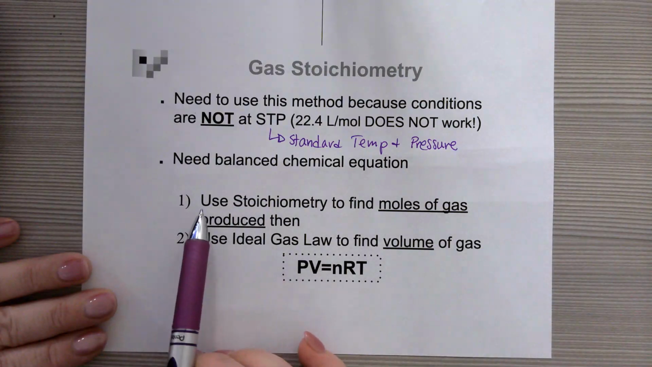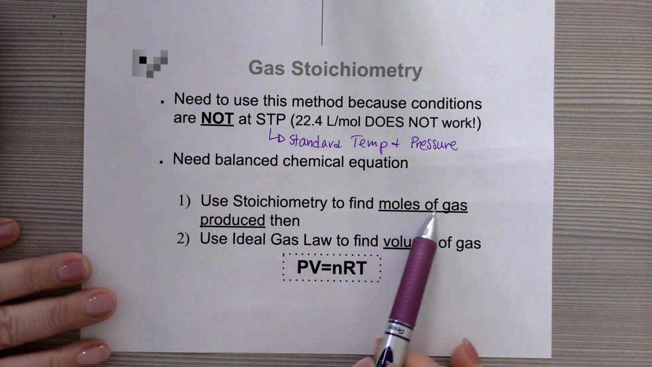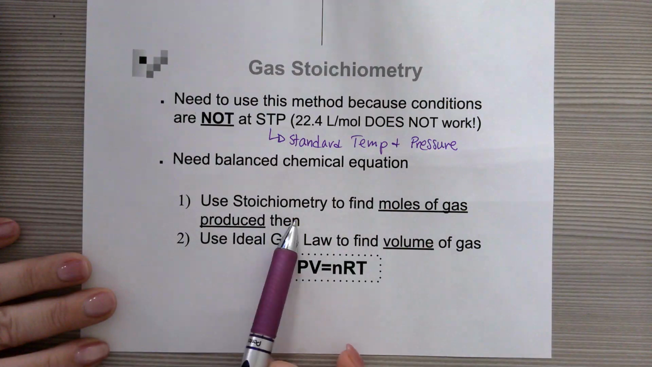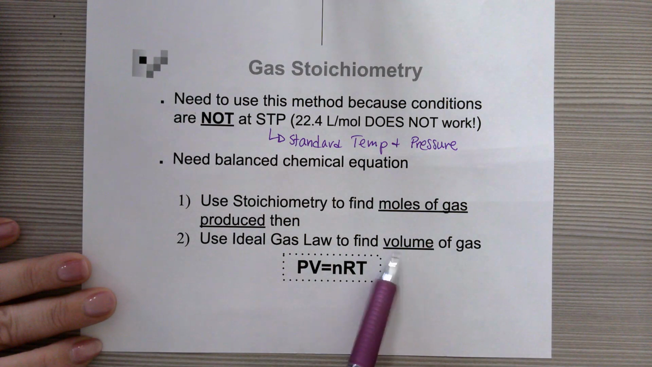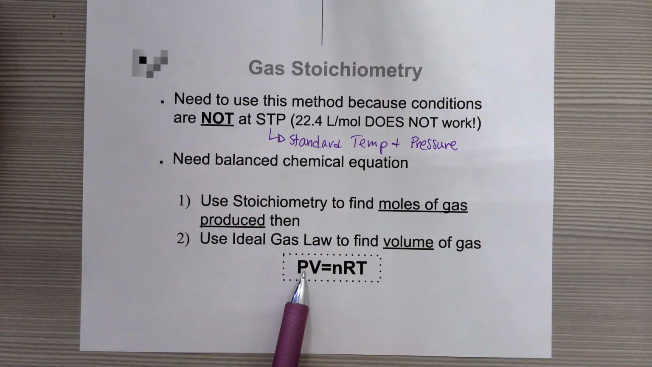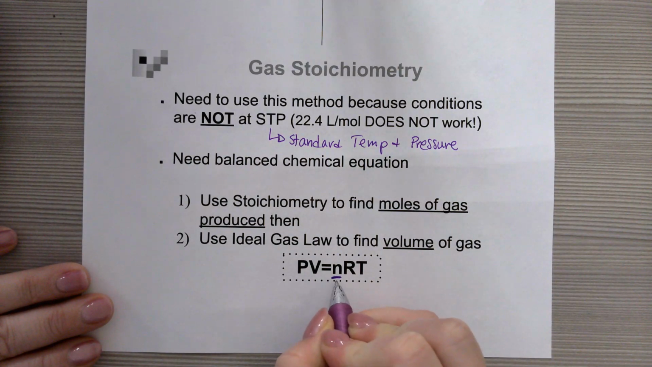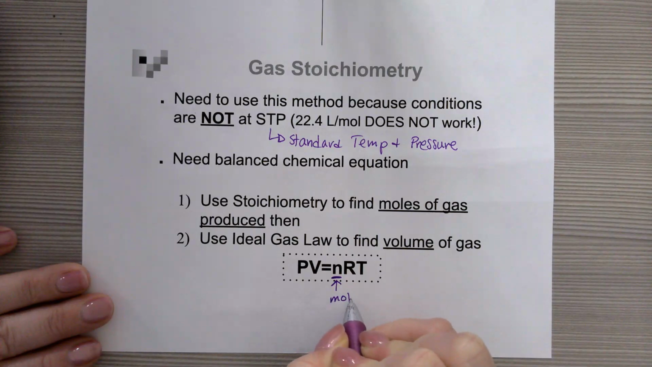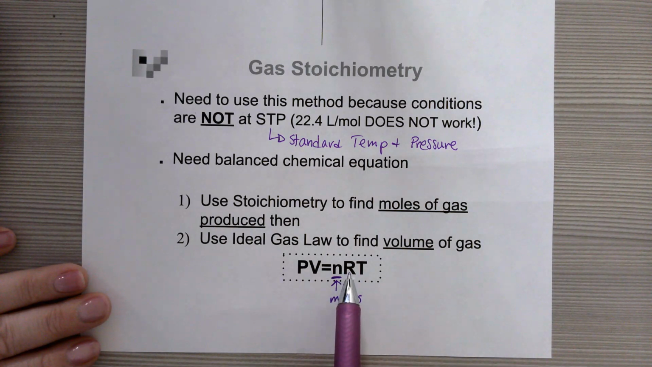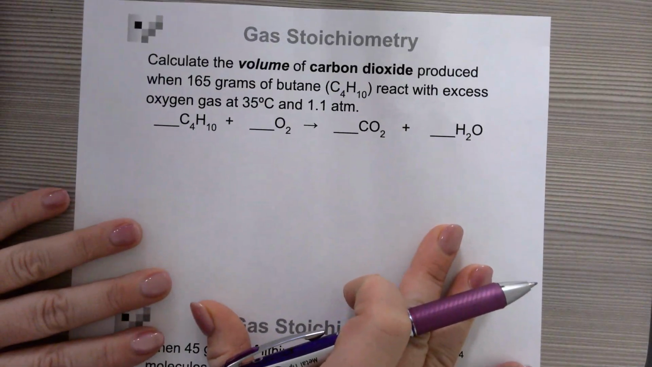So what we're going to do is we'll use stoichiometry to find our moles of gas produced, and then we're going to use the ideal gas law to find the volume. So remember, your ideal gas law is PV equals nRT. So we'll be finding our moles of gas here, which is n, right? And then we can use our information to find the volume of our gas. All right, so let's take a look at an example.